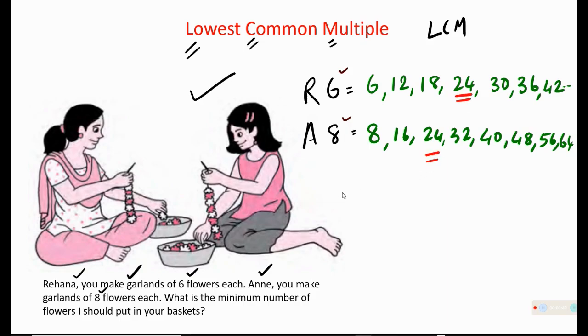That means if 24 flowers are given to both, then Rehana will make 4 garlands and Annie will make 3 garlands and no flowers are wasted. Or it will be a multiple of 24 she will be getting. Understood? So that way we can manage. Here if you go further, the next number is 48, which is a multiple of 24. But in order to give the minimum, there is a word minimum number required, so that both are getting an equal number, it is not 6 and 8 but 24.